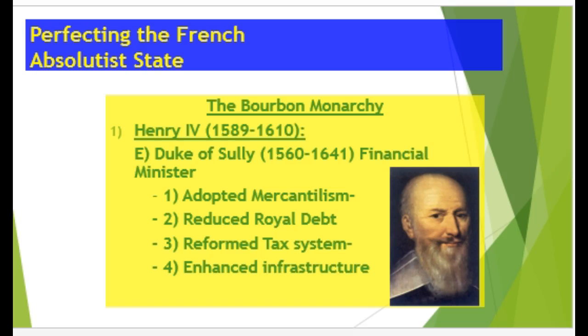He also reduced royal debt, which was in contrast to their neighbors in Spain who were drowning in debt. Especially they're going to exponentially go higher into debt as they increase their influence in the 30 Years' War. But also he reformed the tax system and he made it more efficient and equitable. And he will also enhance infrastructure, trying to develop a nationwide highway system.